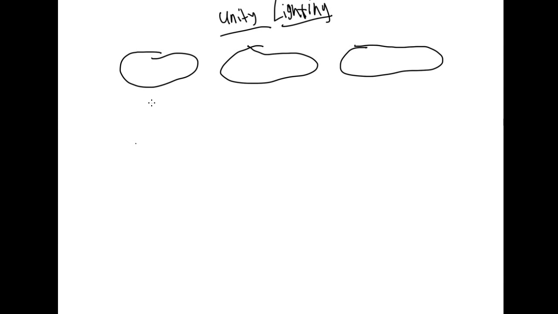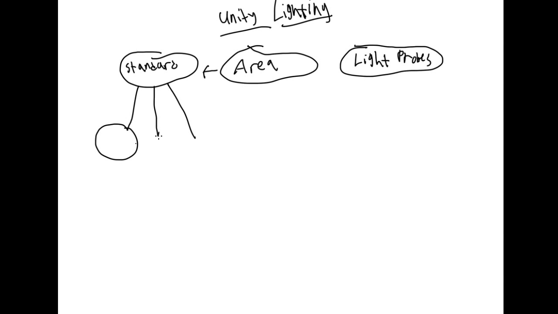So before this, there were 3 things: standard, area, and light probes. Okay? Now standard lights, what I consider standard lights, you could consider area one of them. So I'm just going to put an arrow going back. So the standard lights are, and you can still use them, I'm just going to draw 3 circles.